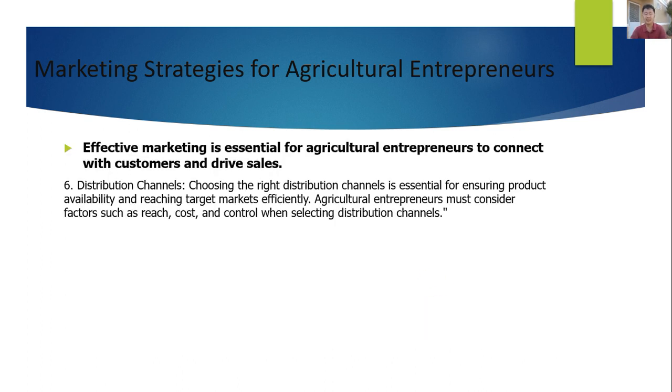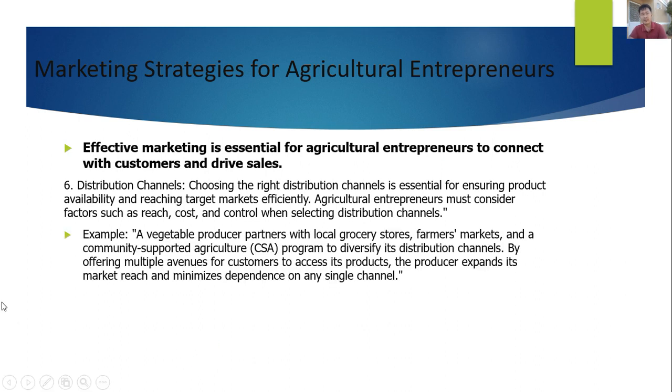Then, the distribution channels. The distribution channel is choosing the right path where your product could meet the market. It is essential for ensuring your product availability and reaching the target markets efficiently. Agricultural entrepreneurs must consider factors such as reach, cost, and control when selecting a distribution channel.